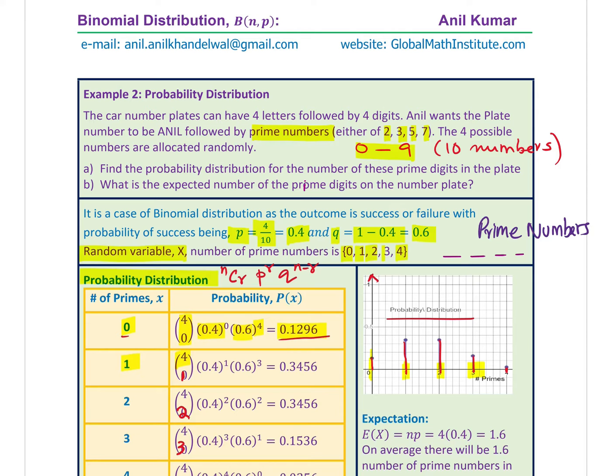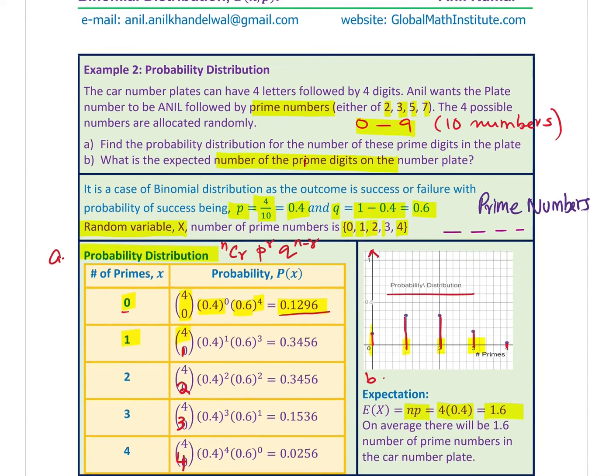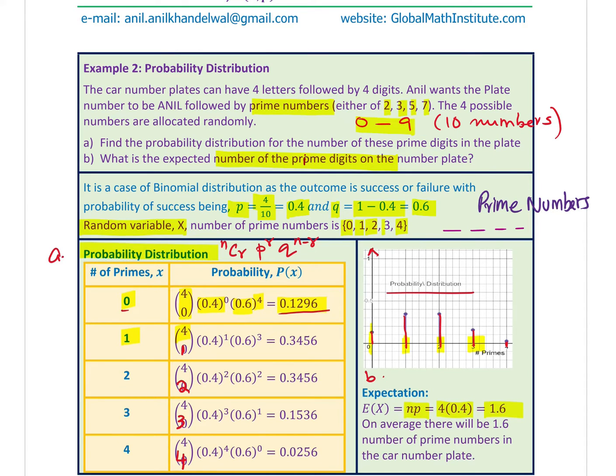Now, let's look into part B. This was part A, and part B is the expected number of prime digits. So what do you expect in this particular case? You multiply the number of positions with the probability 0.4. There are four places, so when you multiply, you get 1.6. So on average, there will be 1.6 prime numbers in this particular case. I hope this part is absolutely clear. That is how you're going to answer this question.